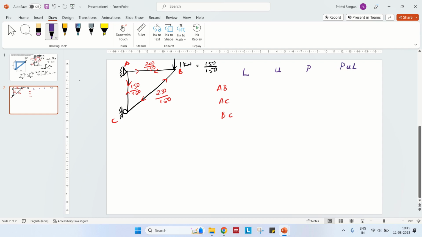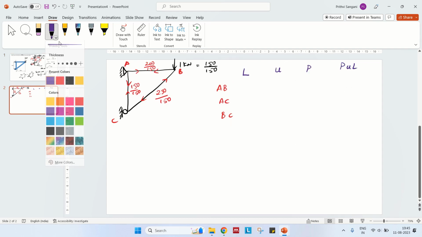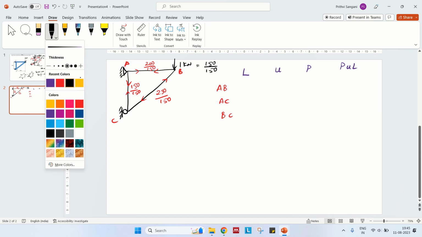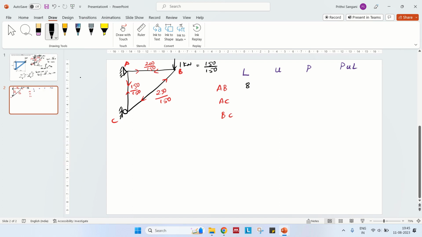So what is the length of AB? AB is already given, 8 meters. So AB is 8. What is U in AB? U in AB is 200 by 150. I'm just writing it as 200 by 150. What about P? P is 200 tension, so that's why it's positive.